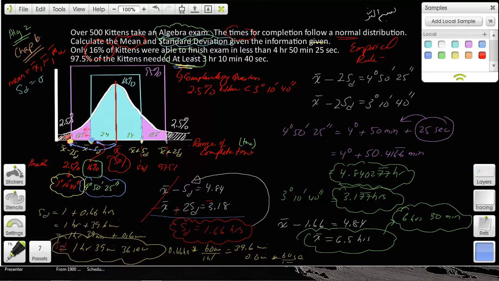16% of kittens were able to finish in less than that. That meant that was this data point that was given to us. This is the x value corresponding to this value. And this data point, 90%, was at 2 standard deviations this way. Once you appreciated that, that's another x value given for over here. And then the question thereafter becomes reasonable and not too difficult, I think.